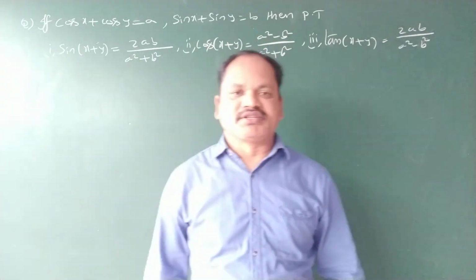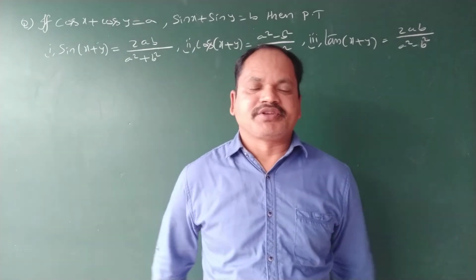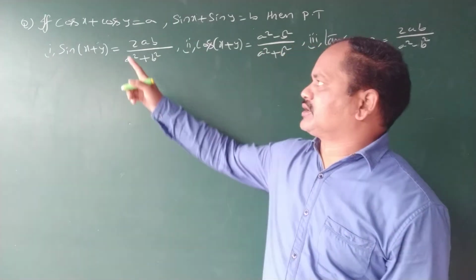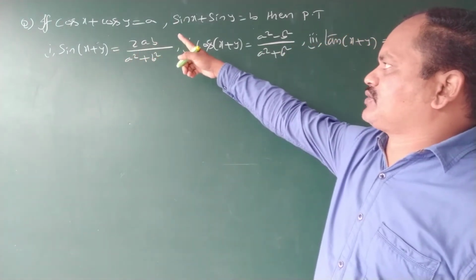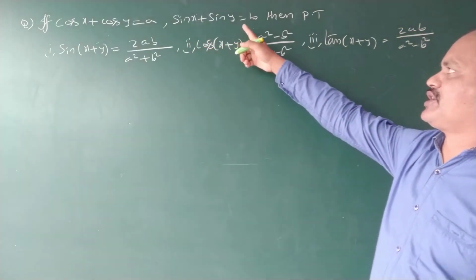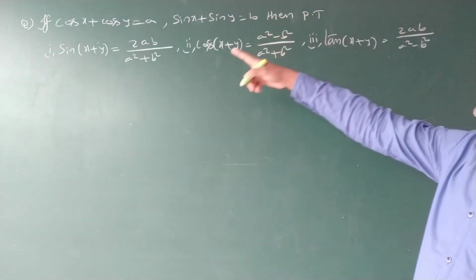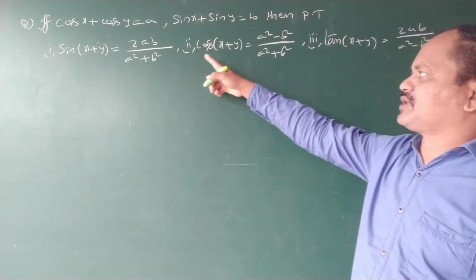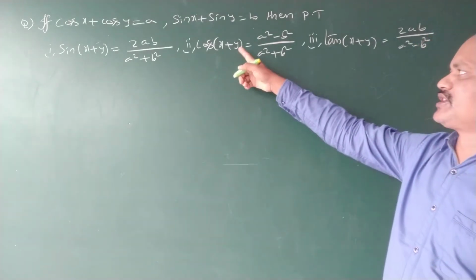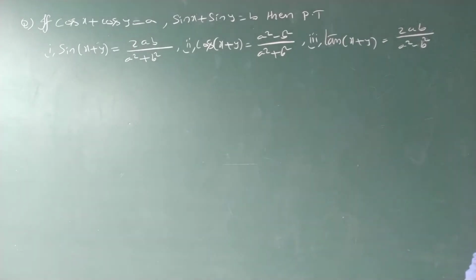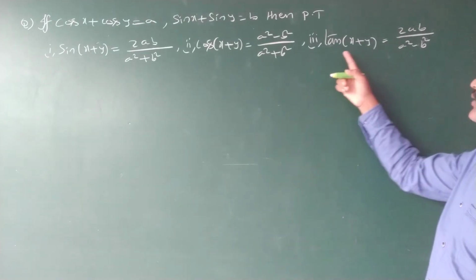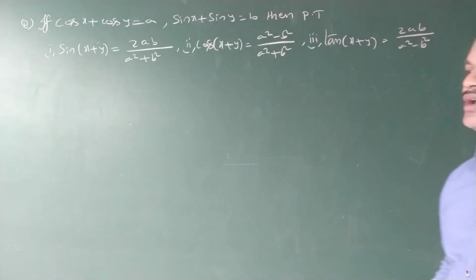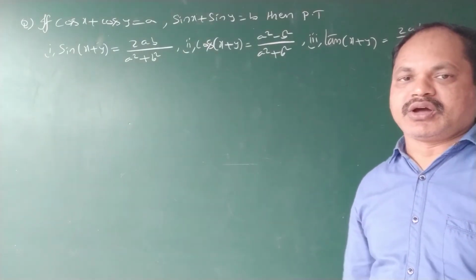The chapter is trigonometry. The topic is transformations. Now the question. If cos x plus cos y is equal to a and sin x plus sin y is equal to b, then prove that: first, sin(x plus y) is equal to 2ab by a square plus b square. Second, cos(x plus y) is equal to a square minus b square by a square plus b square. And third, tan(x plus y) is equal to 2ab by a square minus b square. Now we have to solve this.